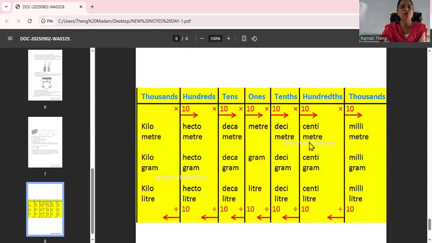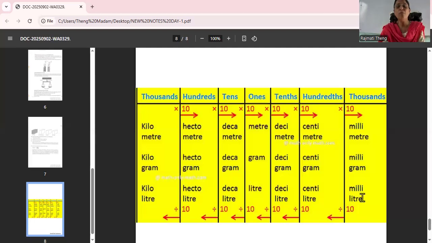Now you should know the conversion also. Kilometer, multiply by 10, hectometer, again multiply by 10, decameter, again multiply by 10, meter, again multiply by 10, decimeter, multiply by 10, centimeter, multiply by 10, millimeter. Then kilogram multiply by 10, hectogram, decagram, gram, decigram, centigram, milligram. Kiloliter, we multiply by 10, hectoliter, decaliter, every time multiply by 10, liter multiply by 10, deciliter multiply by 10, centiliter multiply by 10, milliliter.